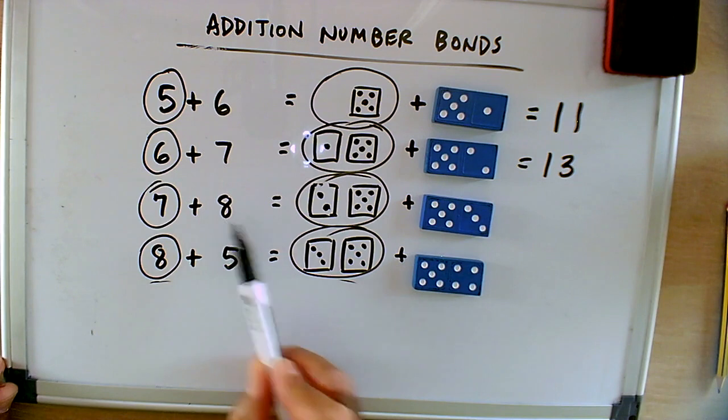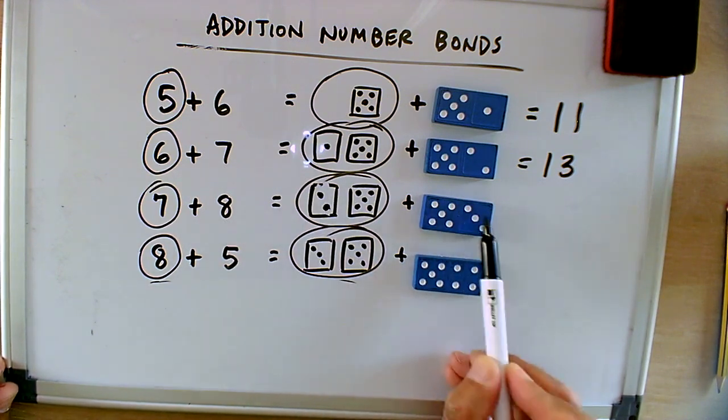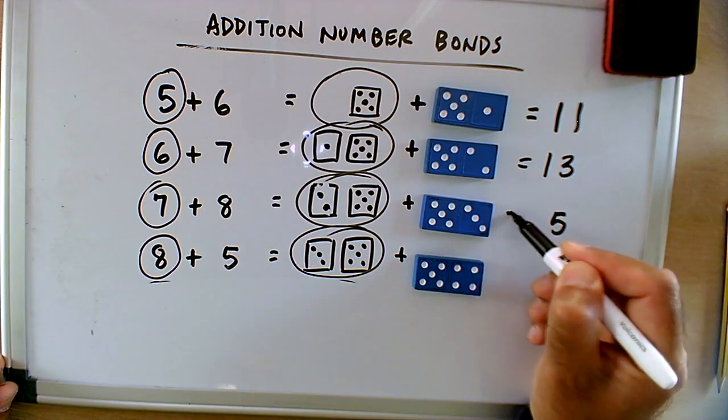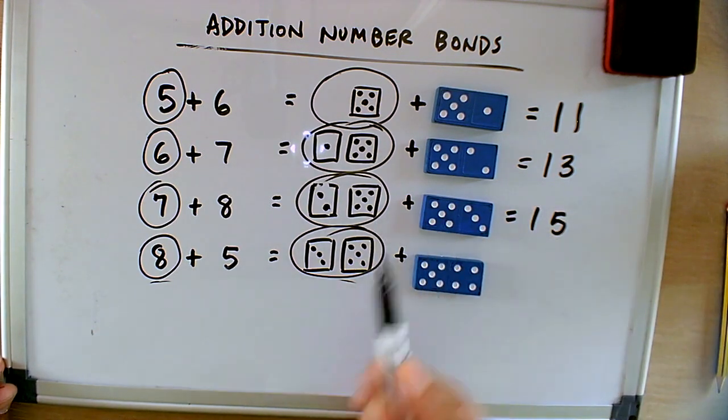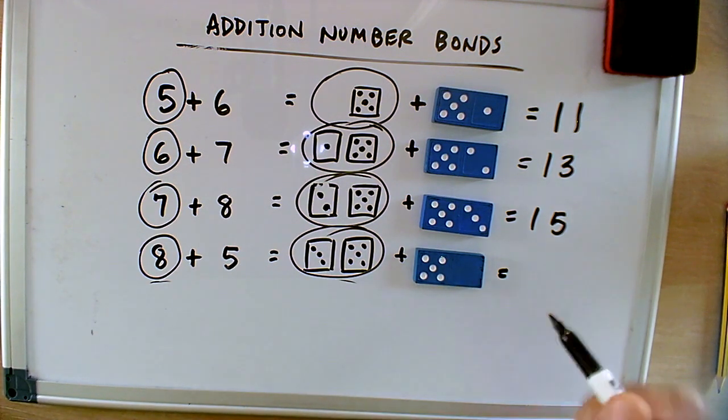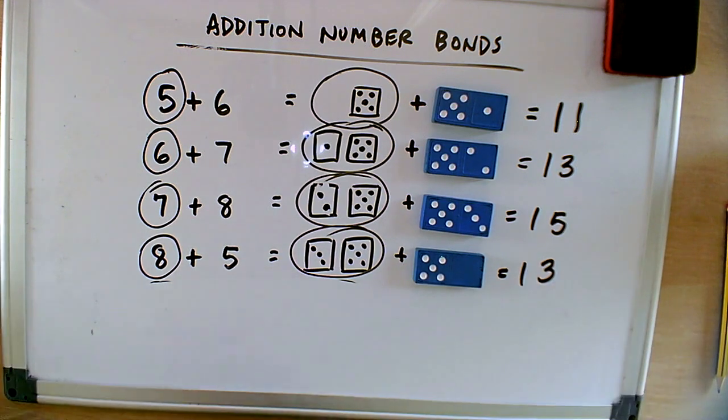7 plus 8. Well, there's my 7, and there's my 8. Look at the two outside ones. They're going to give you a 5, and the two inside ones give you your 10. And the next, that's the 5 there. Nothing there. So what are the two outside ones? 3, so 8 plus 5 must be 13.